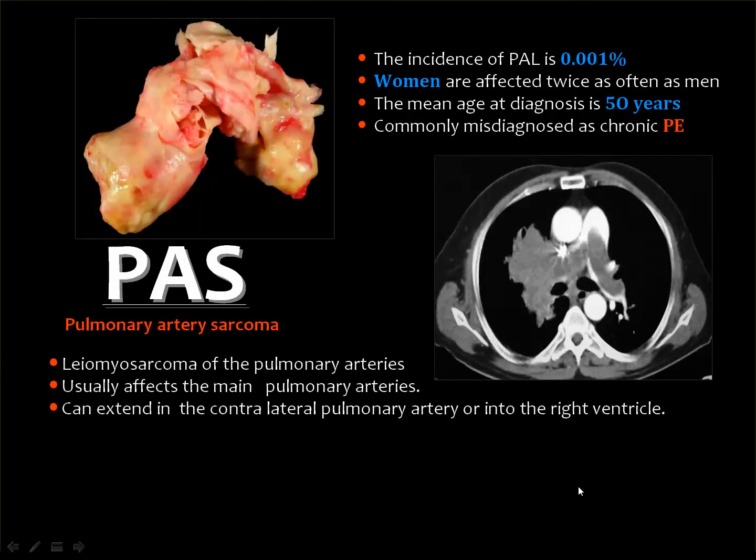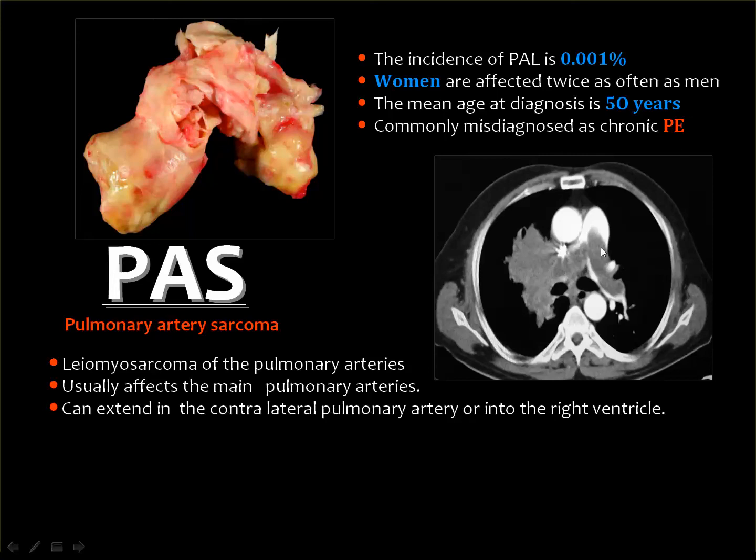Finally, we came to the pulmonary artery sarcoma, which is an extremely rare malignancy affecting the pulmonary arteries. Also, it affects the inferior vena cava, and it's relatively common in women compared to men. And the mean age of incidence is about 50 years. It's commonly mistaken for pulmonary embolism.